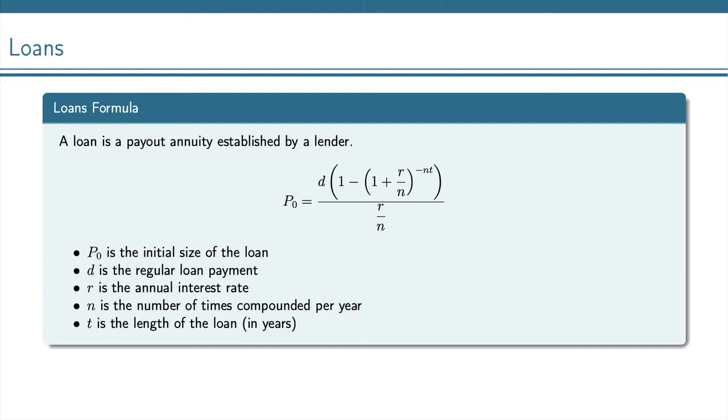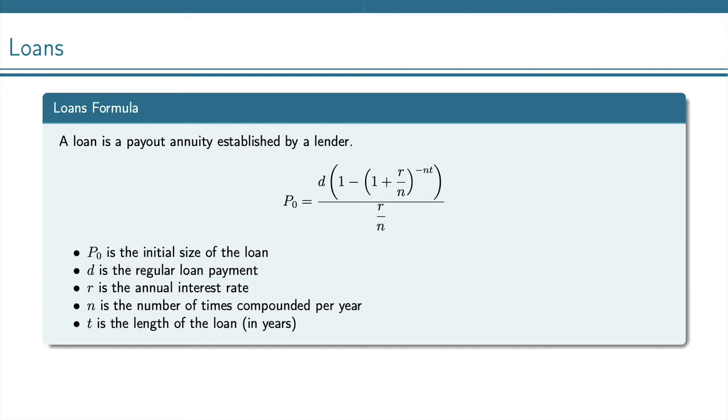A loan is a payout annuity established by a lender. And so the formula that we're going to use for loans is the exact same formula that we use for payout annuities. The best way to think about this is to say you're a bank and you're going to give someone a loan.